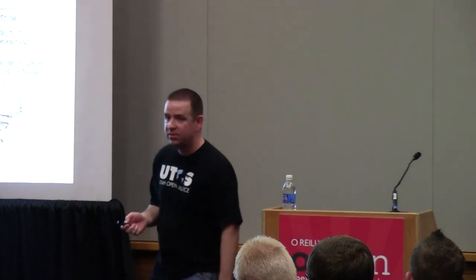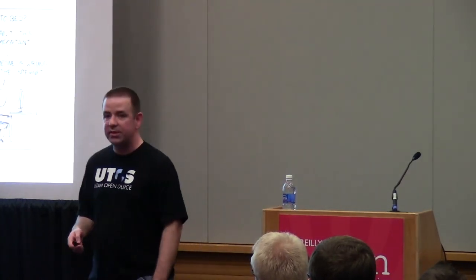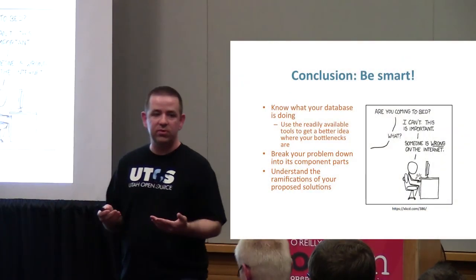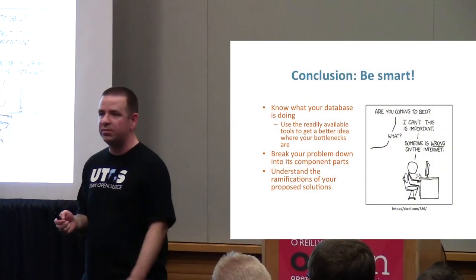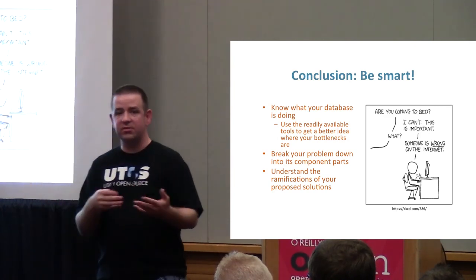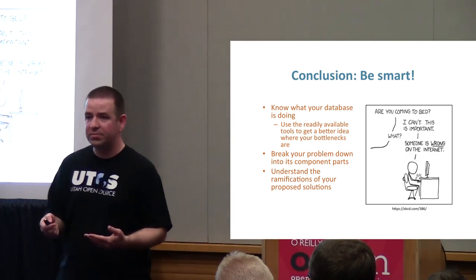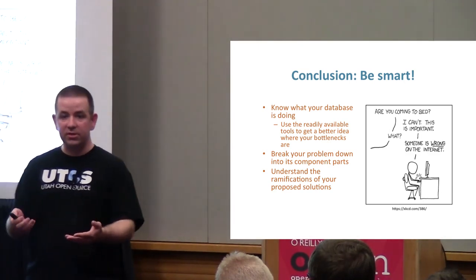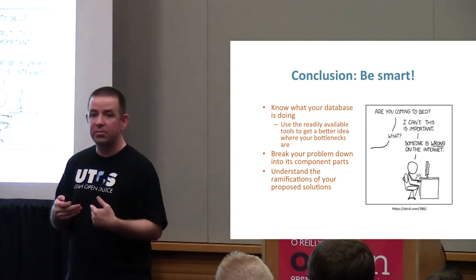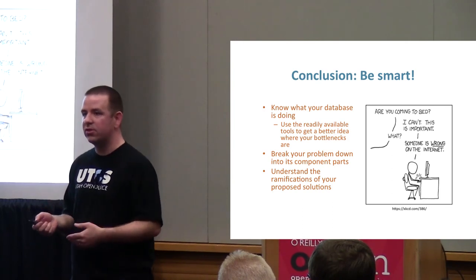So, in conclusion, be smart. Looks like we're finishing right about on time. So know what your database is doing. Use the tools that are out there to figure out what your database is doing. You need to know if it's doing the right thing, if it's doing the wrong thing, what the bottlenecks are, especially if you're using an ORM, because you have that abstraction between you and the database. You need to know what your ORM is doing. You need to know what's going on.